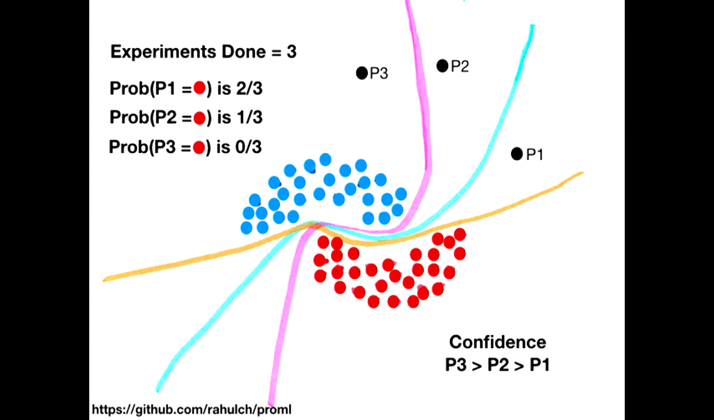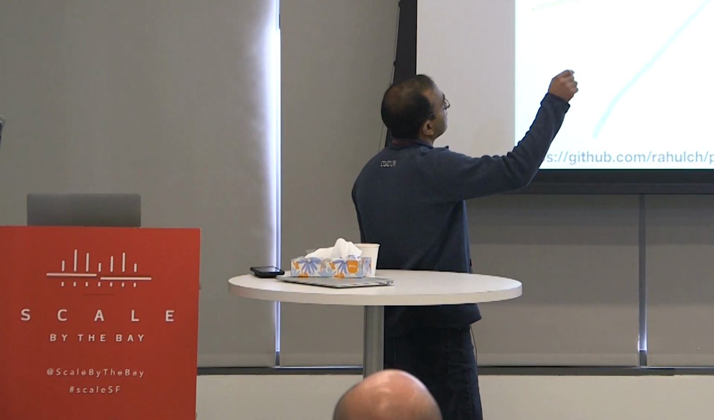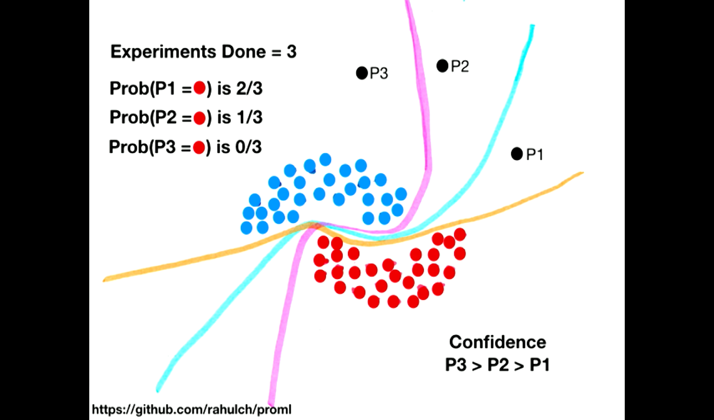And the same thing with P2. One of the models, the pink one, is saying it should be in the red zone. So the probability of P2 being red is 1 out of 3. And all 3 models agree on P3, so it is highly confident about P3. If you were to take a pill, being P3 or P1, you would have more confidence with P3 than P1, right? Because the probability of P3 being red is almost close to 0.